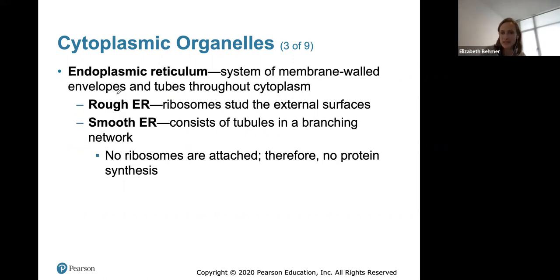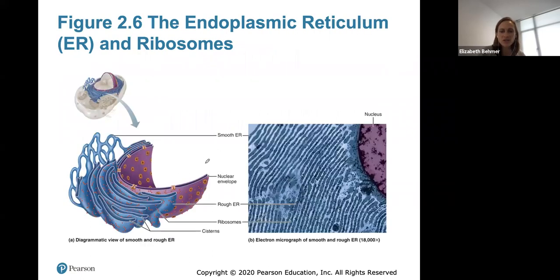The endoplasmic reticulum is the system of membrane-walled envelopes and tubes throughout the cytoplasm. And we can have smooth or rough ER, is what we abbreviate it as. Rough ER has ribosomes, and smooth ER consists of tubules and a branching network. It doesn't have any ribosomes attached, so no protein synthesis is made in smooth ER, only in rough ER. So here's a look at what it looks like, whether it's rough ER, studded with ribosomes, and then smooth ER will not have the ribosomes attached, shown here.